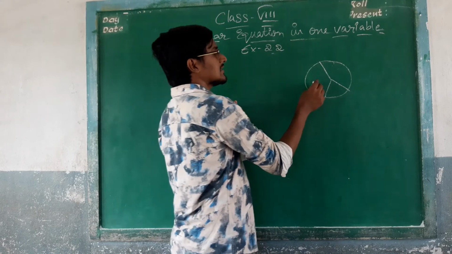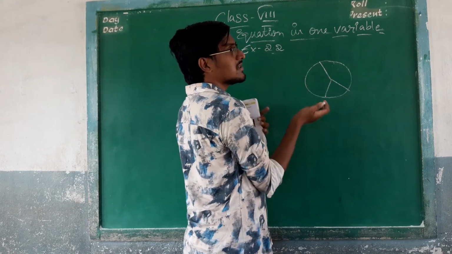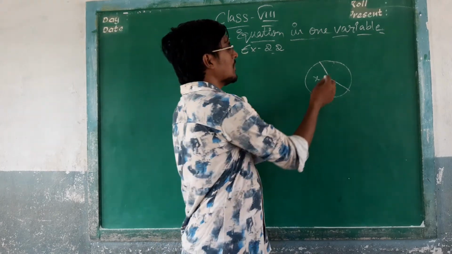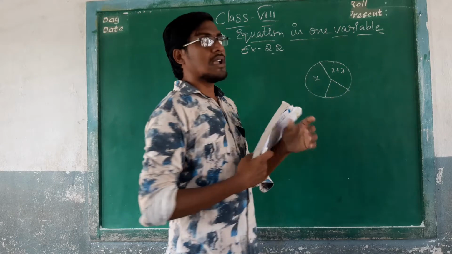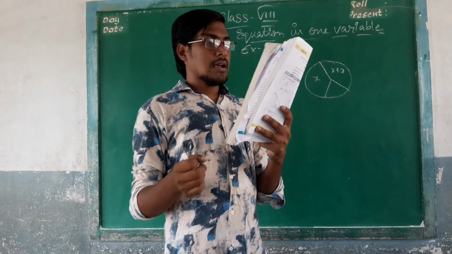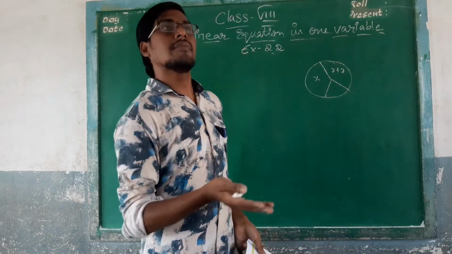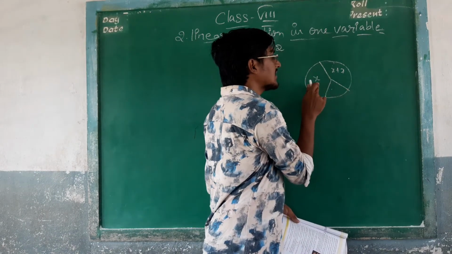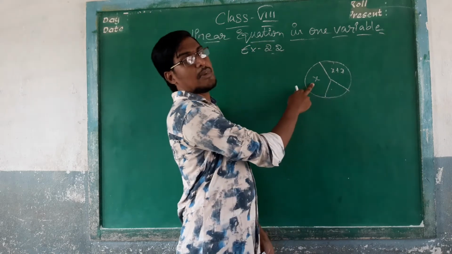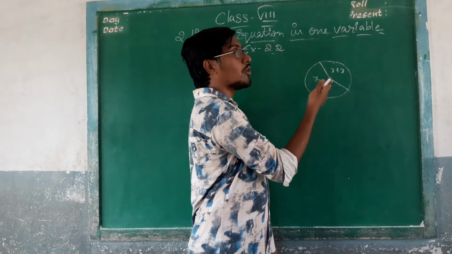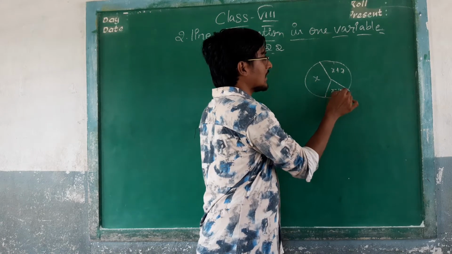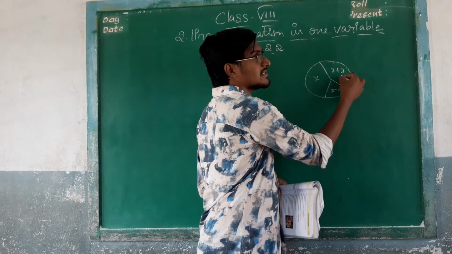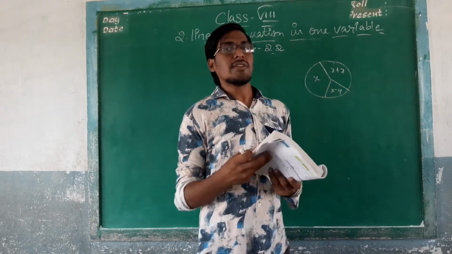We don't know how many grams it is. Let us take the first piece as x, and the second piece will be x plus 7. And it is also told that the second piece is 4 grams heavier than the third piece, so we subtract 4. So this is x grams, this is x plus 7 grams, and this will be x minus 4 grams.